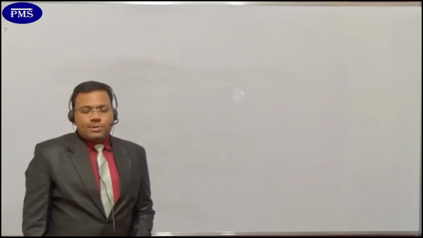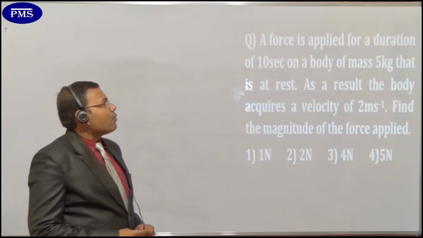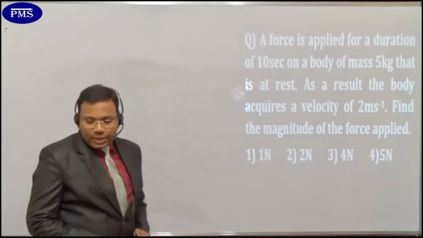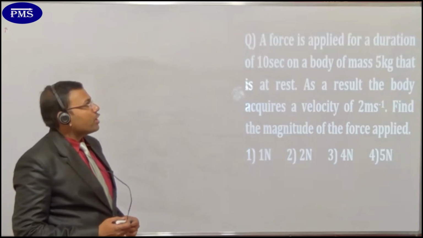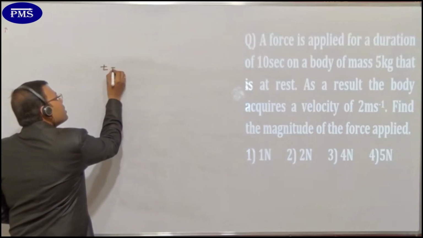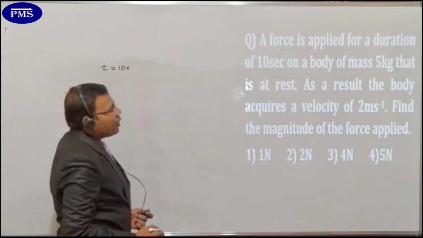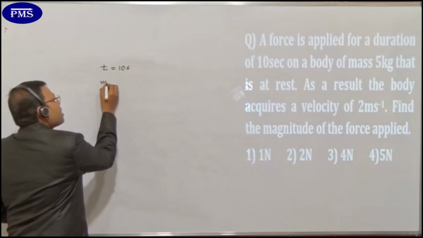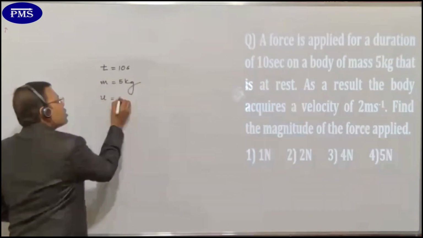Now let us go for the next problem. You can see a force is applied for a duration of 10 seconds. Here the time for which the force is applied is important, so I will write the given data: T is equal to 10 seconds, on a body of mass 5 kg. And it is at rest, means initial velocity is 0.